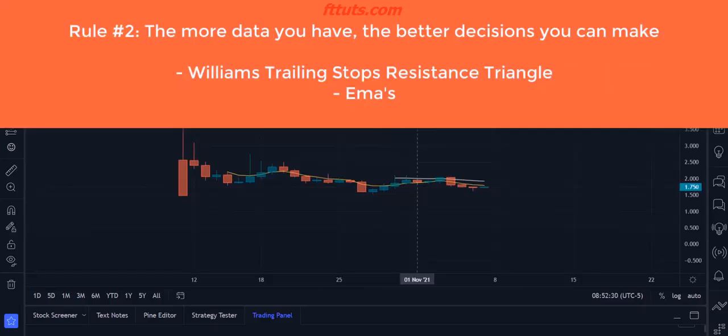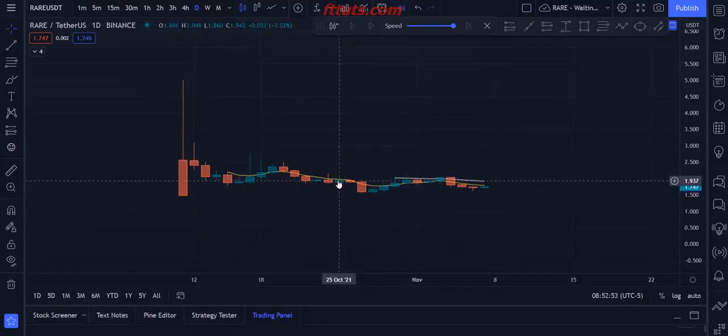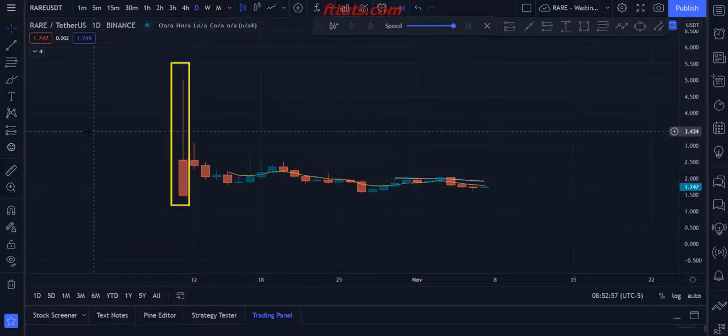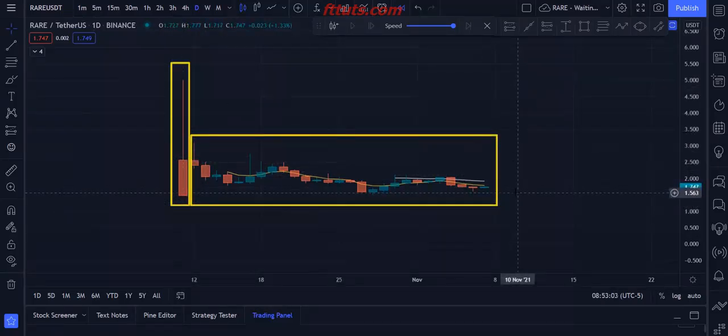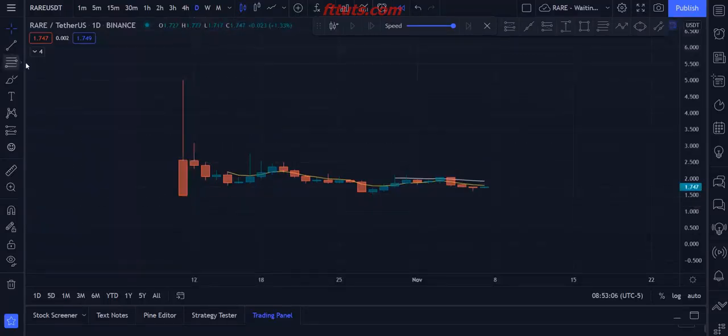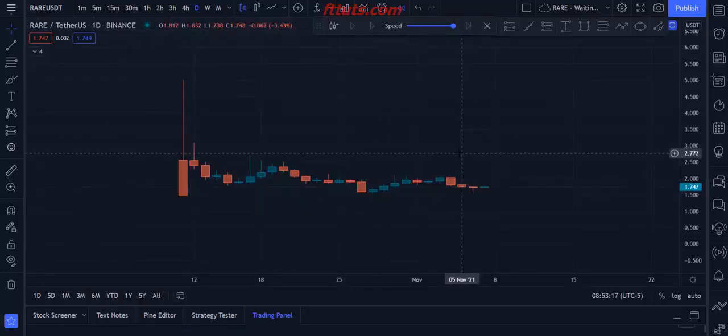And just to show you, things keep going sideways. And this leads me to rule number 2. You want to have a bit of data. So whether you start seeing a Williams trailing stops triangle, or whether you start seeing EMAs, this is additional data that you're going to get. Now, in this particular part of the training, I'm not going to be talking about the EMAs. I'm going to be talking about this in the next video. So for now, let's just focus on the first big candle that dumped and the sideways market that we're seeing in this example. So just to limit the confusion, I'm going to turn off my EMAs. As you can see, we're going sideways in this example.